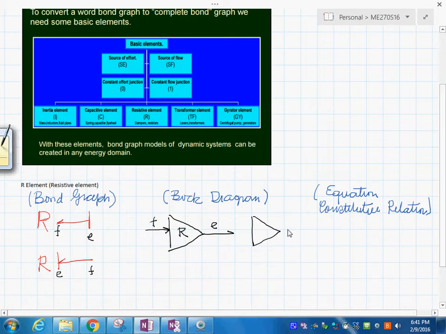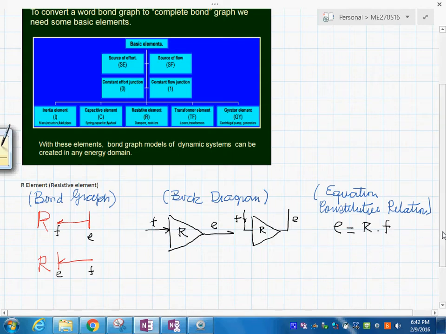So I don't want you to get confused. These two are the same thing. But what you are seeing here is that the variable effort is equal to R times the variable flow. So you see, this constitutive relation, this equation, corresponds to this block diagram or to this bond graph model. It is a totally direct relationship.